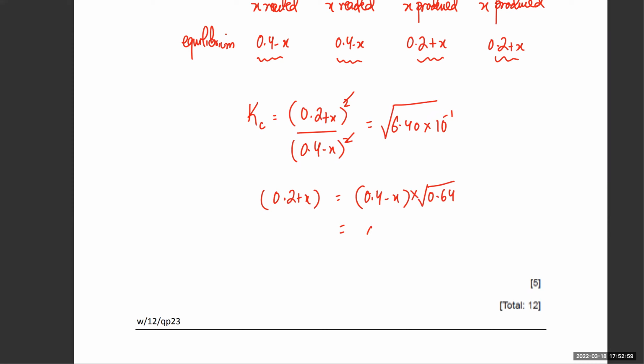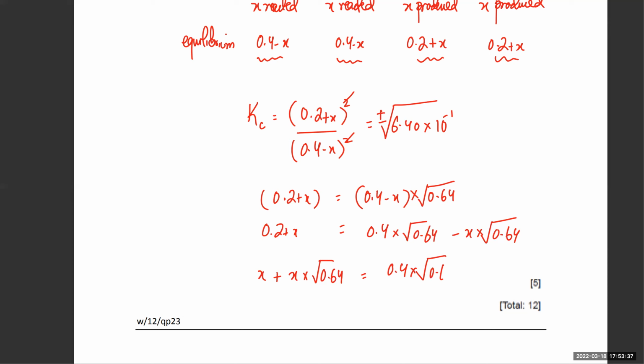Okay, these are getting multiplied. So if I open the bracket, it's going to be 0.4 multiplied by, or two values aayenge. It's going to be plus and minus. Okay, so 0.4 into under root 0.64, and then it's minus x into under root 0.64, और दूसरी side पे you've got 0.2 plus x. Now put the x terms on one side, so it's going to be x plus x into under root 0.64, and on the other side you'll have 0.4 into under root 0.64 and minus 0.2.